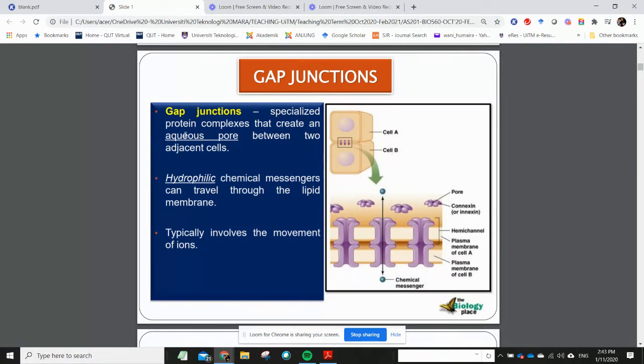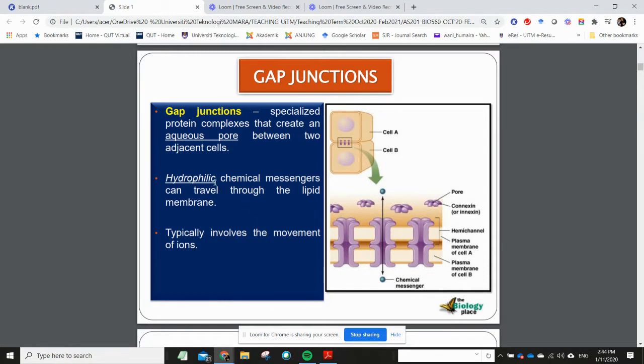The specialized protein, we call it connexin. Okay, so it's a 6 subunit connexin. 1, 2, 3, 4, 5, 6. So these subunits fit together, forming like a tunnel here.